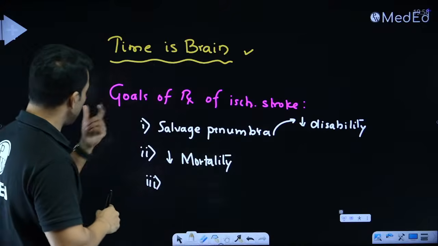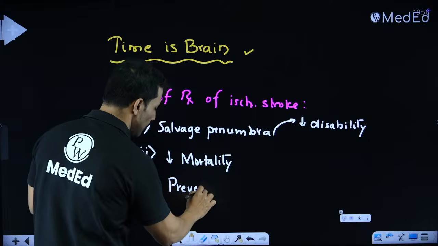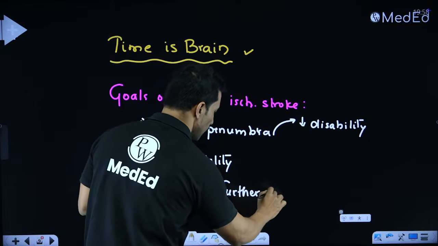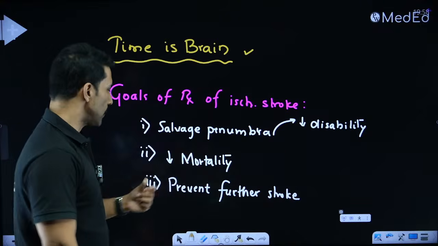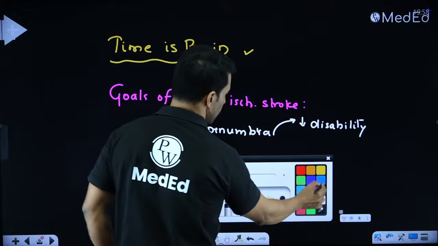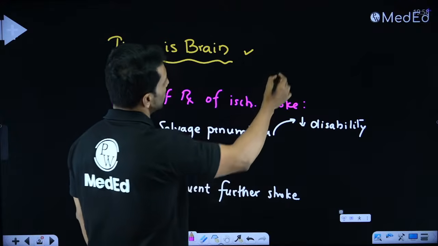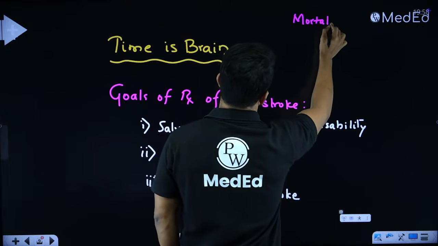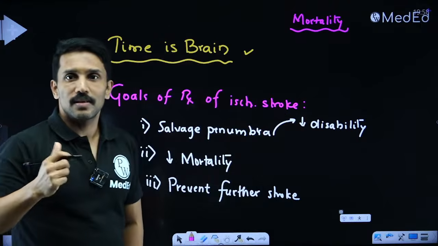So I have to prevent future episodes of stroke. We also need to prevent further stroke. So these are going to be my goals of treatment. Now why do patients of stroke die? What are the common causes for mortality in stroke? Because Santhosh Sir is making a statement that it's your job to minimize the risk of death, right?